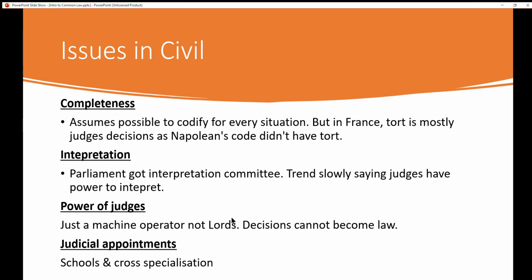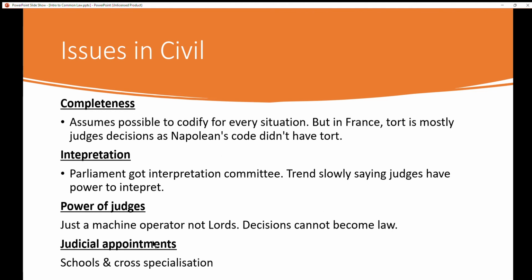Whereas in the UK, they are called lords. They are called chief justice, or lord justice, or lords, or sir. All of them got very heavy titles, and they are very influential because their decisions become law. So which is better, we will conclude later.